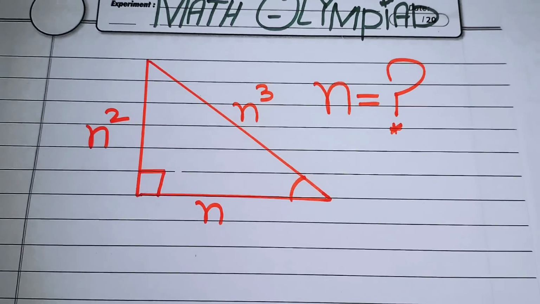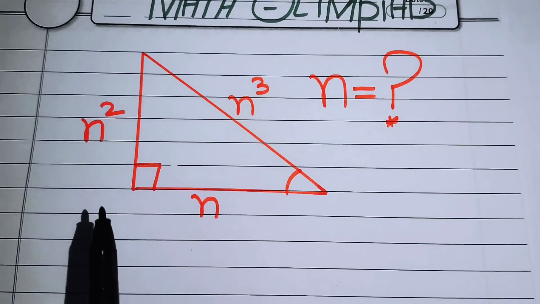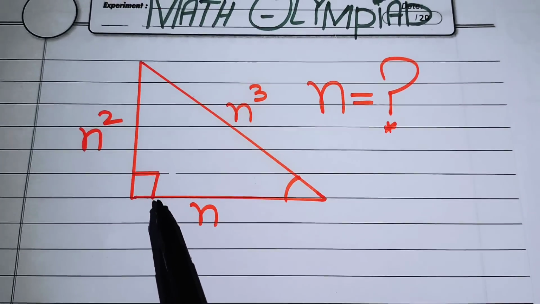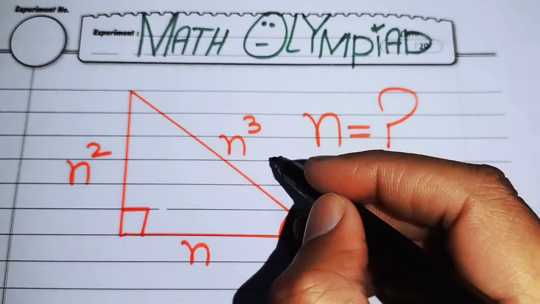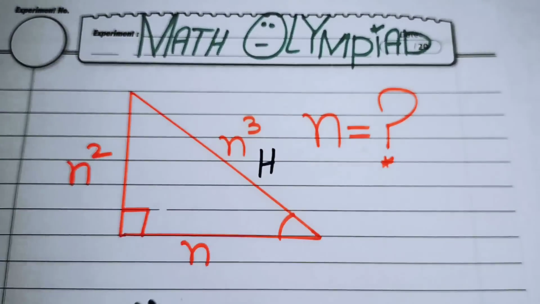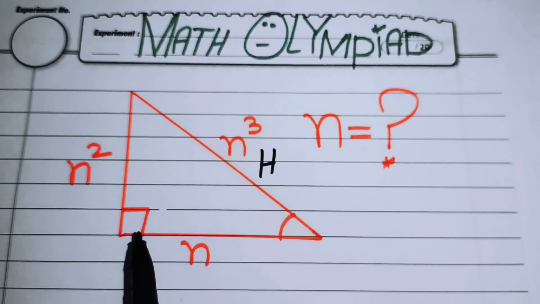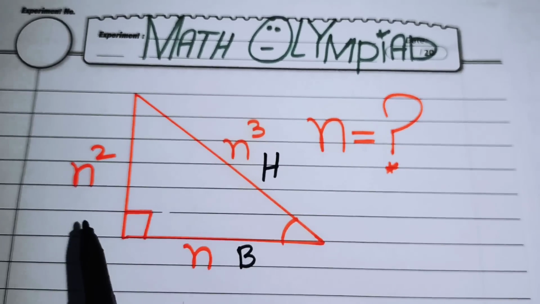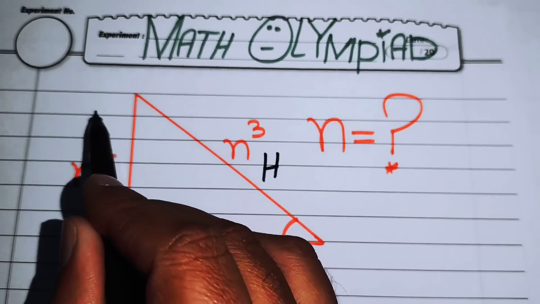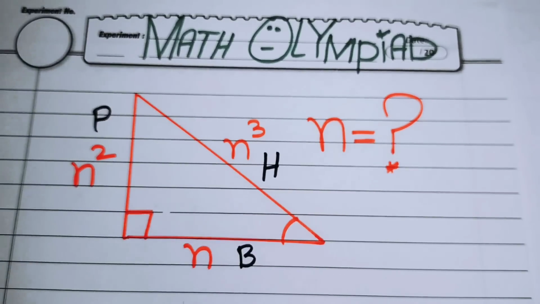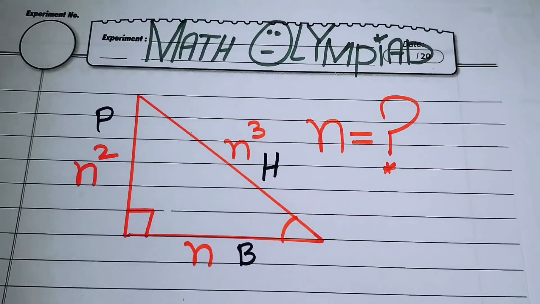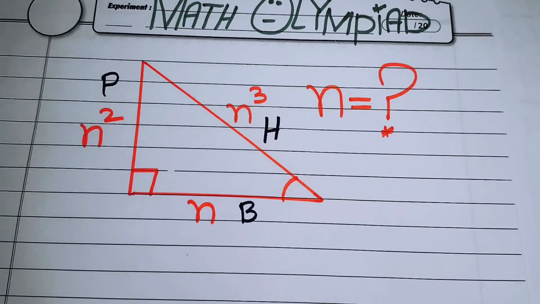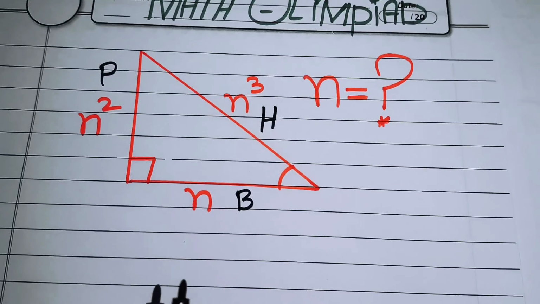So the very first thing we are going to do is, you see that the side opposite to the right angle is known as the hypotenuse, and the side which combines these two angles is known as the base, and the third side is known as the perpendicular or altitude. So here we need to use the nice Pythagorean theorem in order to find the values of n.